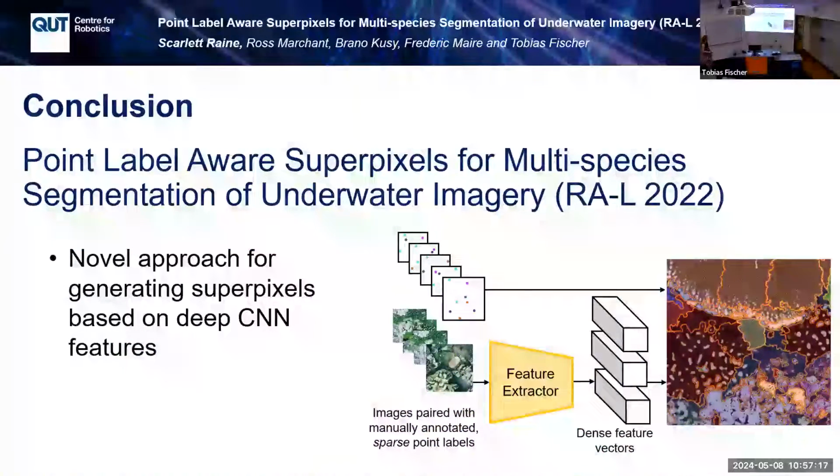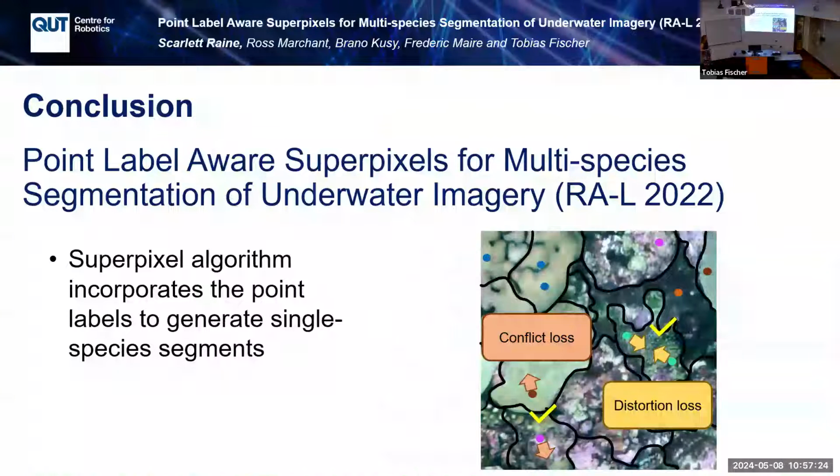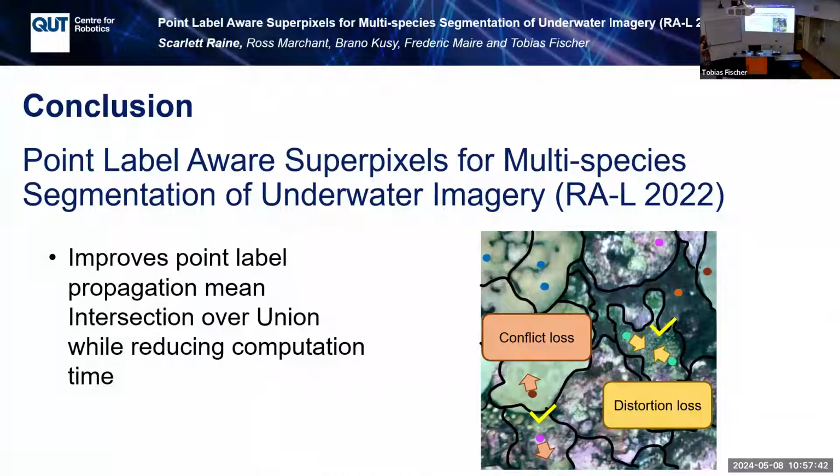So in this work, we've contributed a novel approach for generating superpixels based on deep CNN features. We've proposed a novel superpixel algorithm which incorporates the point labels and ensures that the segments encompass only single species regions at a time. And we also propose using deep CNN features as opposed to just the RGB colors. This enables us to improve the point label propagation accuracy and mean intersection over union while also reducing the computation time.